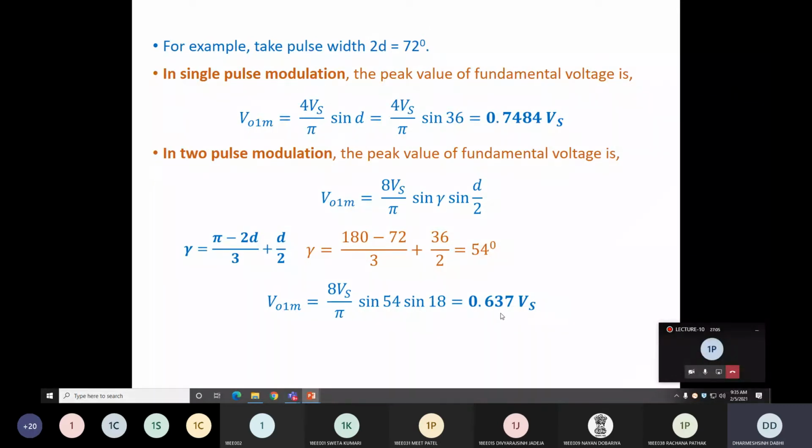So what is the meaning of this? Yes, anyone? Can anyone explain this to me? What is the meaning of this calculation? Or what does this calculation tell us? What is the difference between these two methods? Yes, anyone?